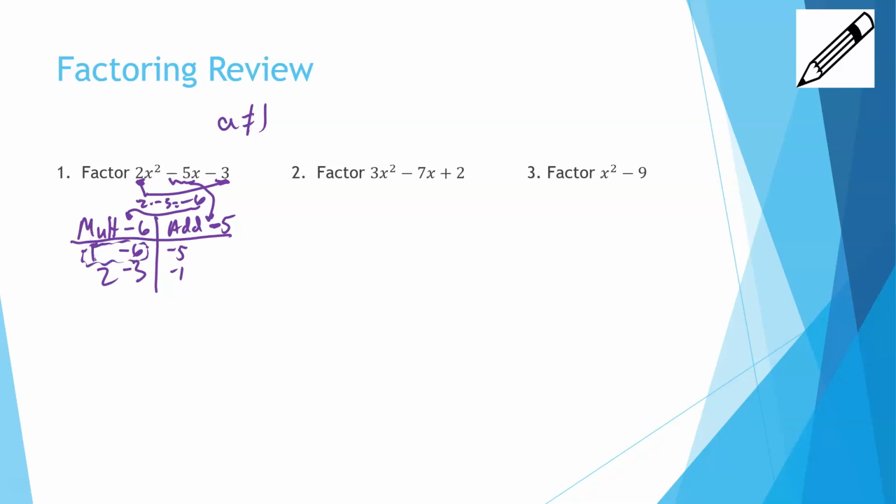Here's the problem with factoring when a is not 1, though. I don't get to just say that x plus 1 times x minus 6 is my answer, because that would not give me a 2 for my a. In order to do this, I've found the most simplified strategy for students is to then take this information and put it into a box.